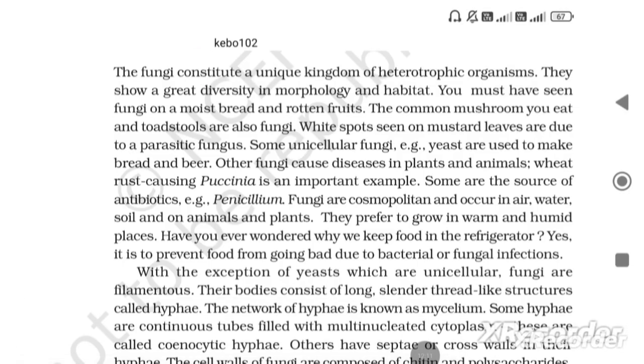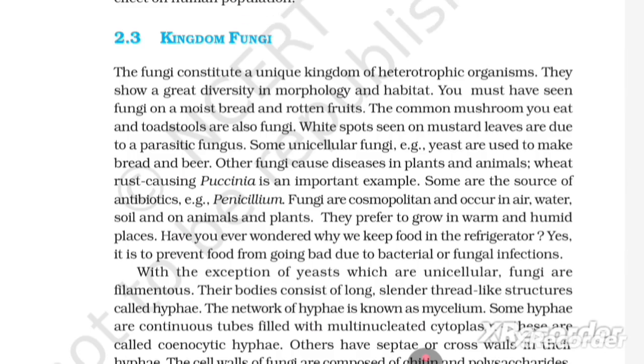Fungi occur in air, water, soil and on animals and plants. They prefer to grow in warm and humid places. Have you ever wondered why we keep food in the refrigerator? Yes, it is to prevent food from going bad due to bacterial or fungal infection.